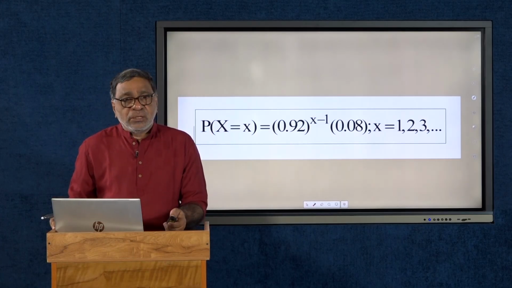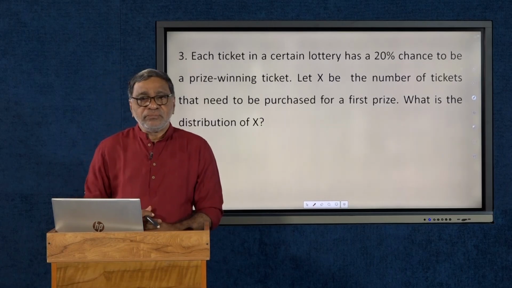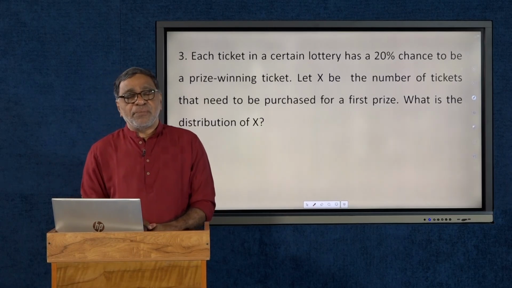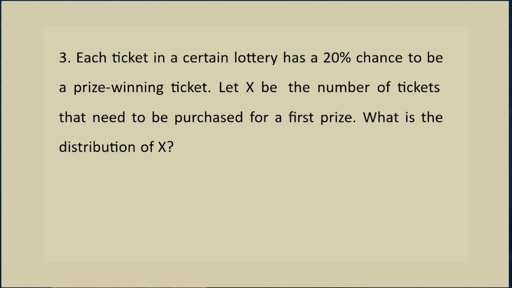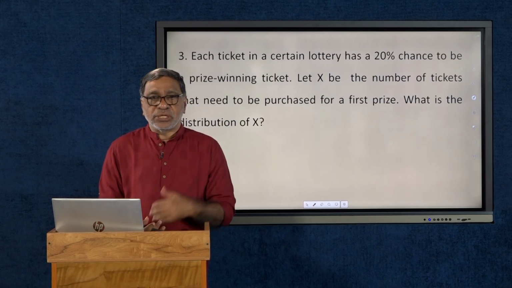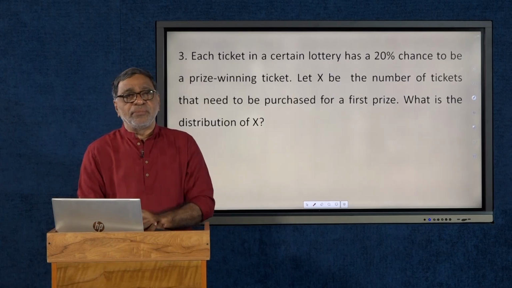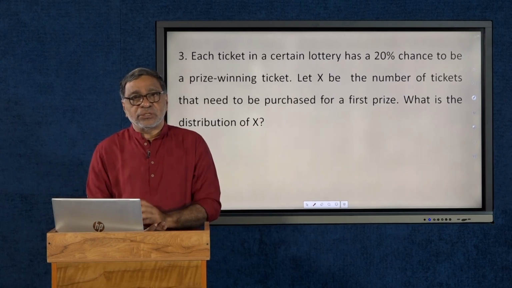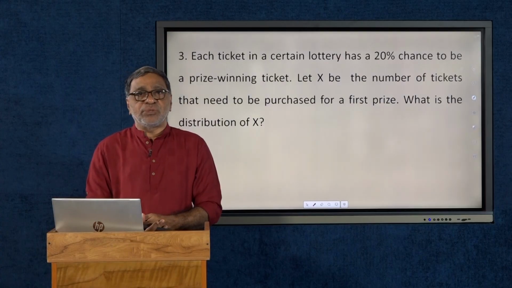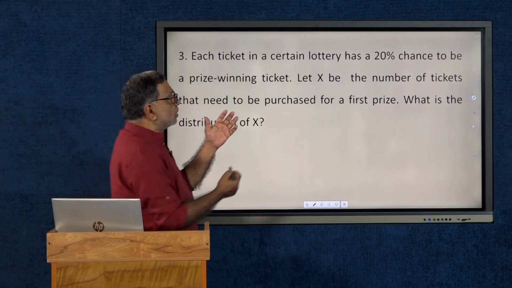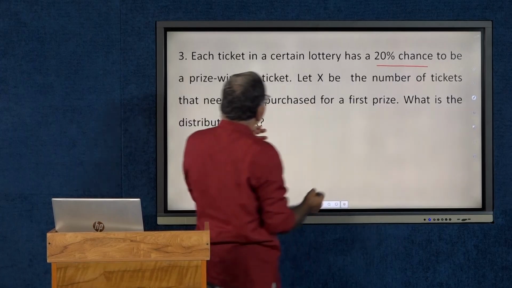So similar to this problem, another question. Suppose you have a problem like this. Each ticket in a certain lottery has a 20% chance to be a prize winning ticket, and let X be the number of tickets that need to be purchased for a first prize. What is the distribution of X? So again, you go through that problem. Each ticket in a certain lottery has a 20% chance to be a prize winning ticket. So what is given actually? A 20% chance to be a prize winning ticket.